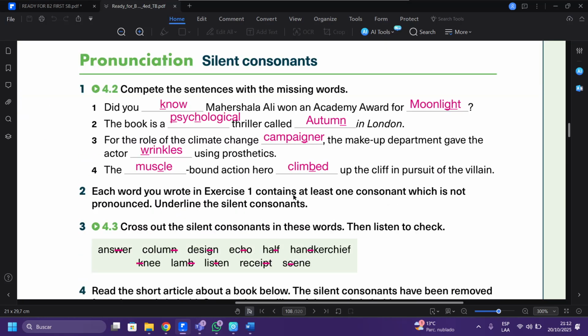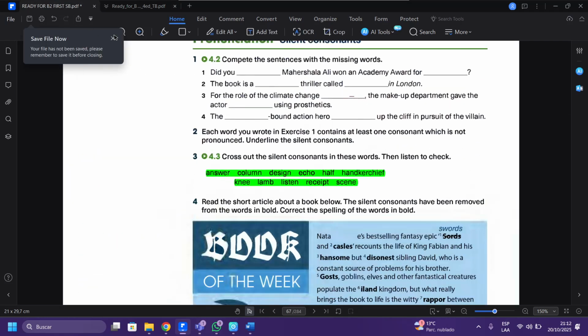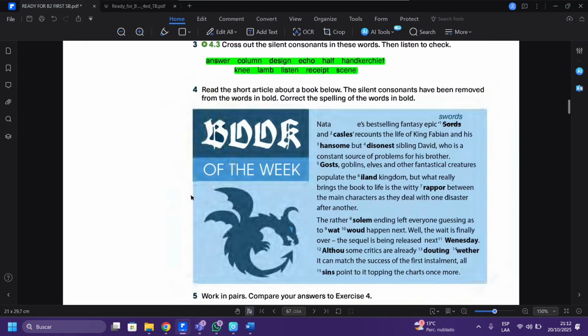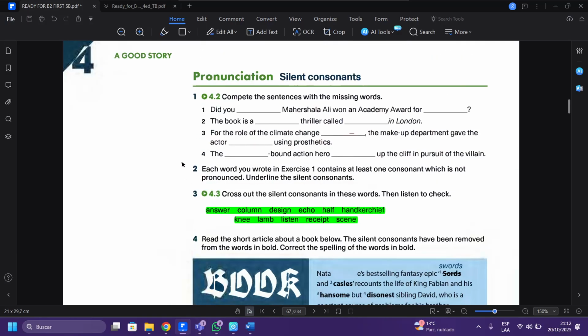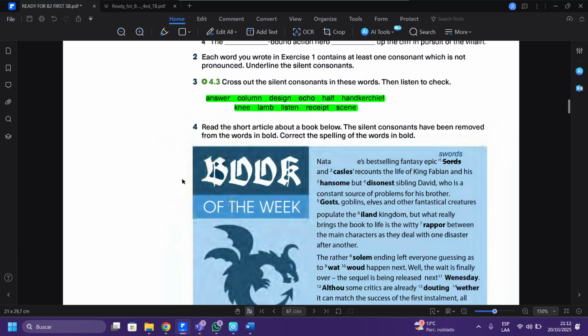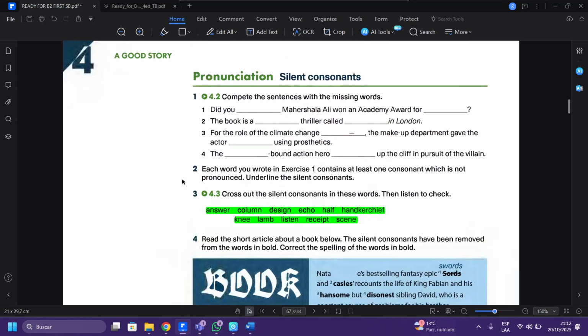So I think that you knew this, right? My dear Sarah, what are the silent consonants, and it is not important in this part because on the beta first exam this is not about it. That is only about pronunciation.